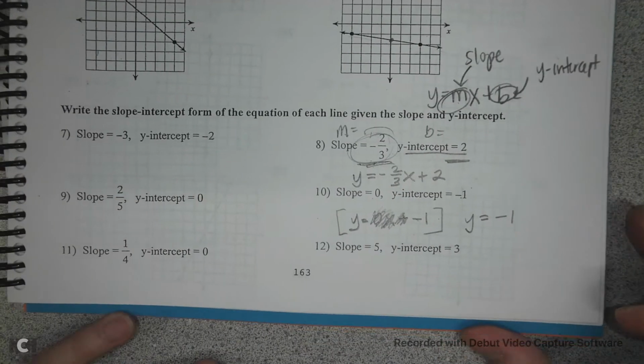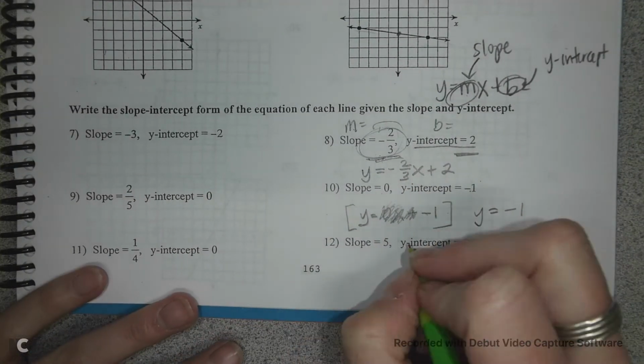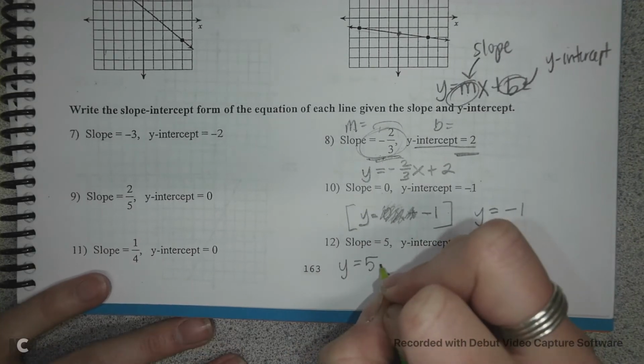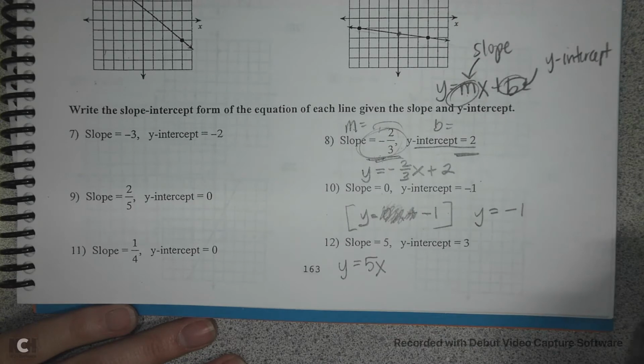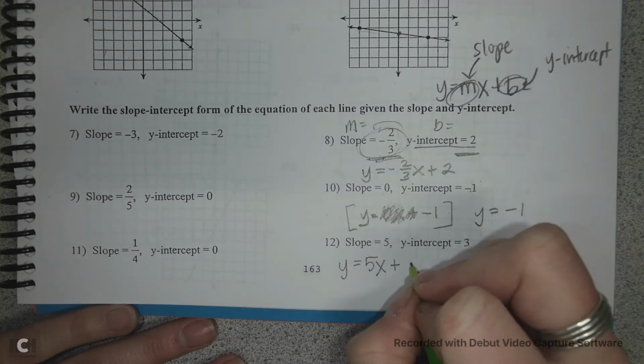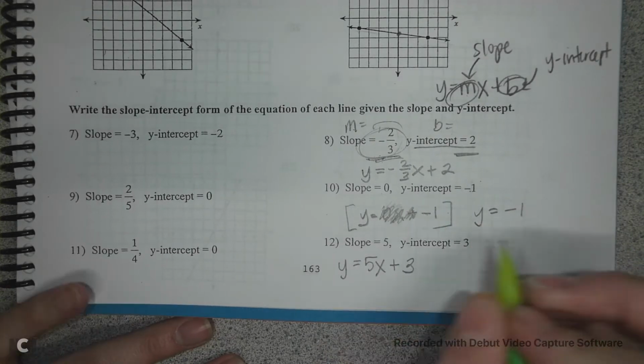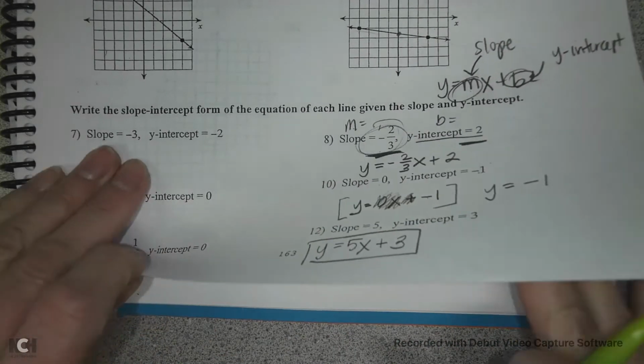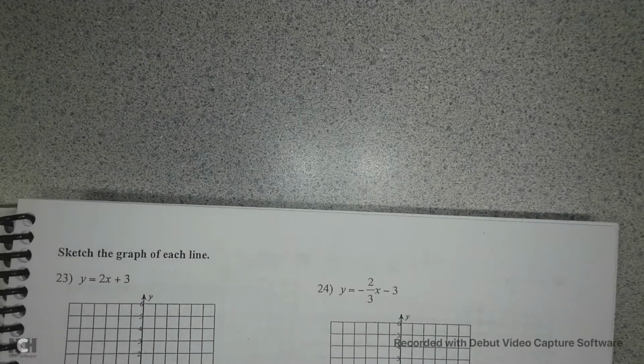Okay, let's go back. Number 12. So our slope is our m. So we have y equals, our slope goes next. We always put our x value next to our slope. Then we add our y-intercept, our b, which is 3. And this is the equation of the line. That one's pretty simple. Okay, what else we got?